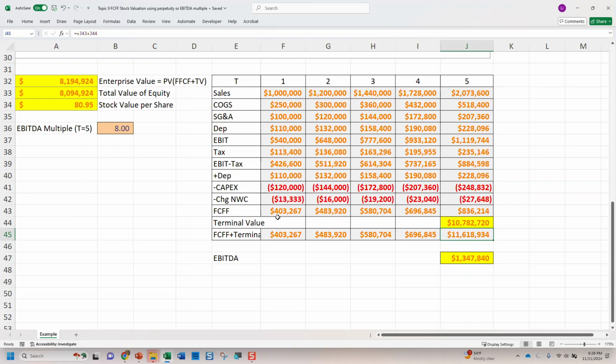So the way I think about this model is the value of the company is the present value of the cash flows from 1, 2, 3, 4, 5. And then I determine that at the end of year 5, this company should be worth 8 times EBITDA. And then I just take the net present value of those numbers as I did before. I subtract out net debt as I did before, and I can then divide by the number of shares as I did before.